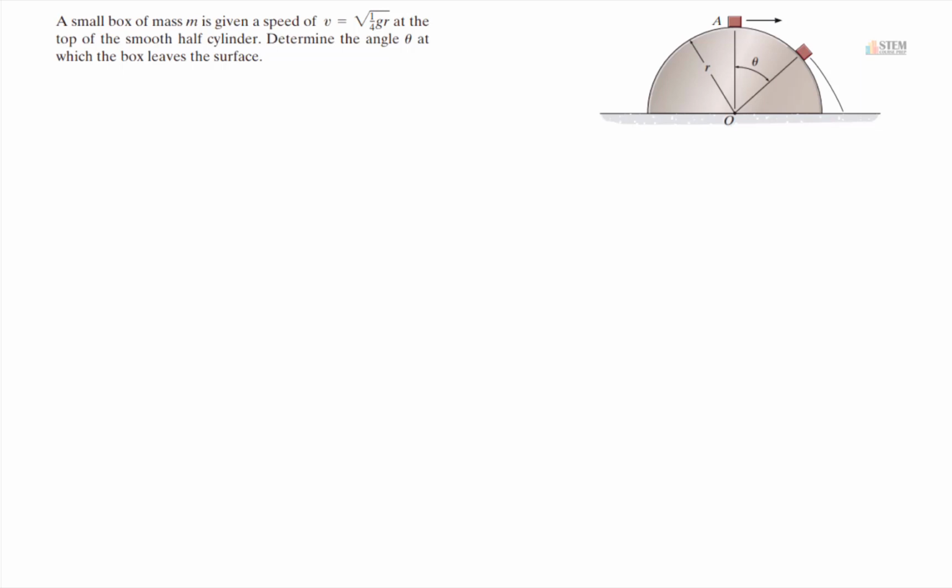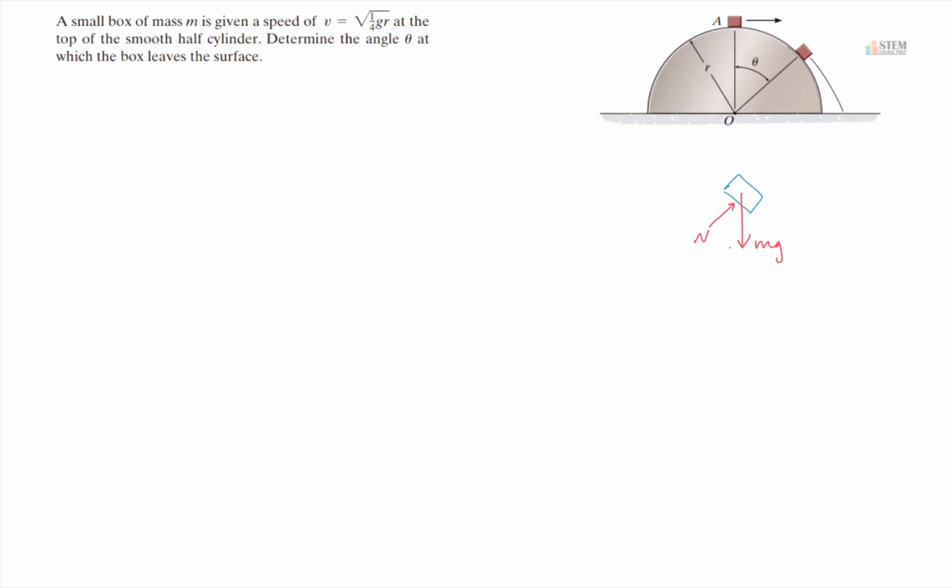Now, what I'm going to do first is draw the free body diagram. I'm going to draw it over here, because that's the point we're looking at. So there's my box, and let's put our forces on here. I know I'm going to have a weight that goes straight down, and then we would have this normal force.